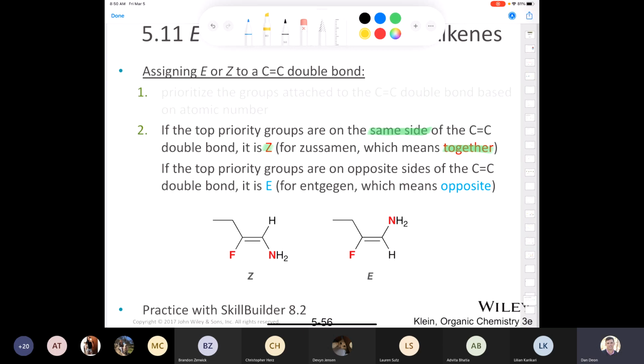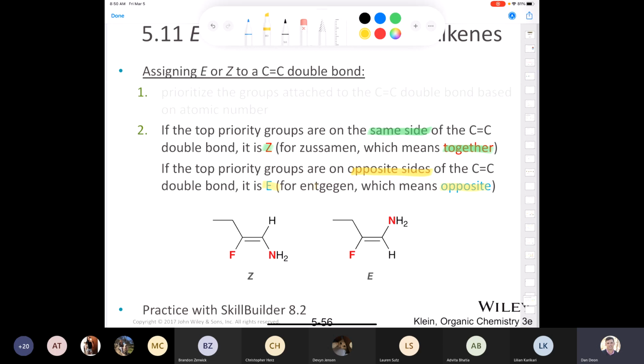And my students taught me this too. Students come up with some great stuff. They said if the groups are on opposite sides, we call them E, which actually means entgegen, but they called it opposite. Sometimes my students will say stuff that they use to remember things, and I can't get it out of my head. So any mnemonic that you can find to help you remember things is a good thing. It really is. Okay. Where was I?